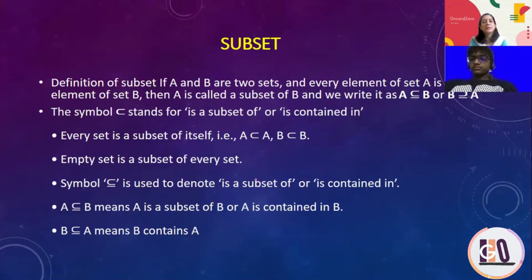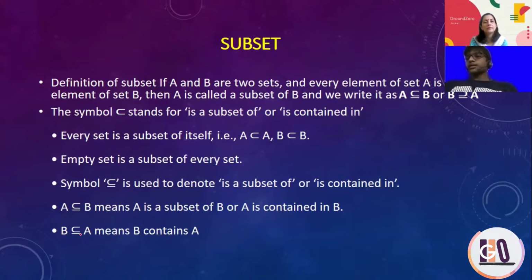This is known as subset of, is contained in. A is contained in B. If you are writing this other way, what does it mean? B is a subset of A, B is in A. So you should be very careful where you are putting the sign. If it is this way, that means A is a subset of B.